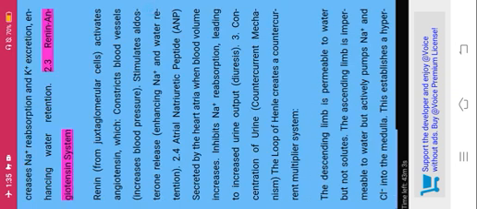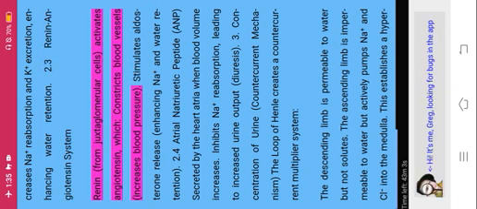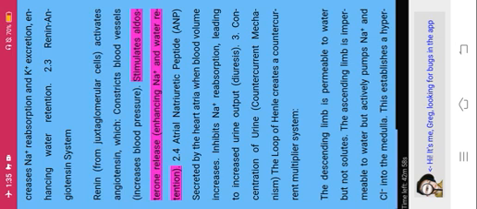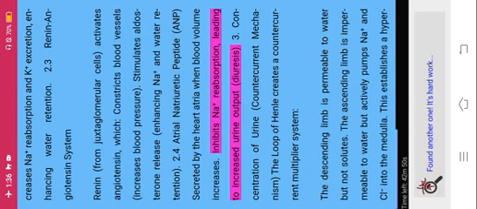2.3 Renin-angiotensin system. Renin from juxtaglomerular cells activates angiotensin, which constricts blood vessels and increases blood pressure. It stimulates aldosterone release, enhancing Na and water retention. 2.4 Atrial natriuretic peptide, ANP, secreted by the heart atria when blood volume increases. It inhibits Na reabsorption, leading to increased urine output, diuresis.